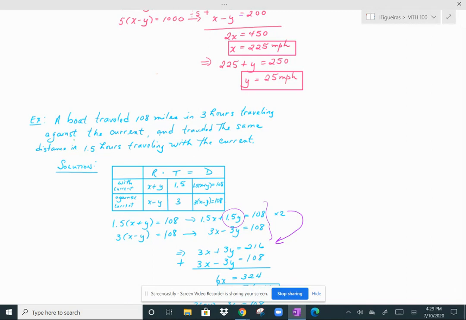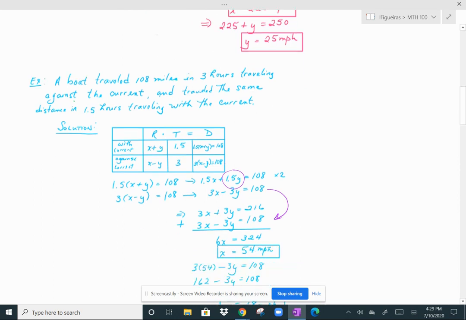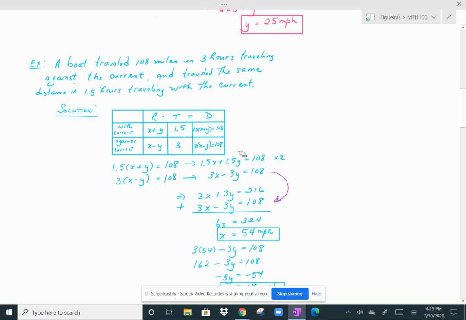So my new equation 1 is 3x plus 3y equals 216, and the second equation just gets copied down and rewritten below the new equation 1. So now I'm ready to add these two equations, and as I mentioned, the 3y's cancel, but 3x and 3x become 6x, and the right side, 216 plus 108 is 324. Divided by 6, you get that x is 54, and that's miles per hour. That's the speed of the boat.